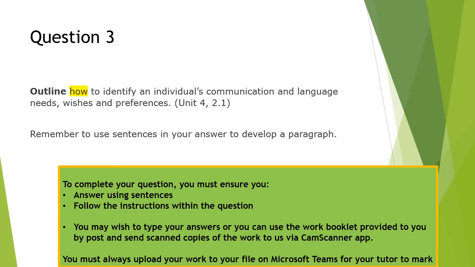So this brings you to question number 3, and it is asking you to outline how to identify an individual's communication, language needs, wishes and preferences. Remember to use sentences within your answer to develop a paragraph. Think about the last few slides that we've talked about, and obviously, do your own research and use your own ideas as well.